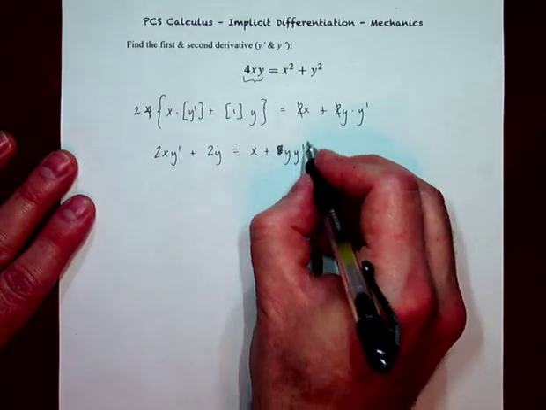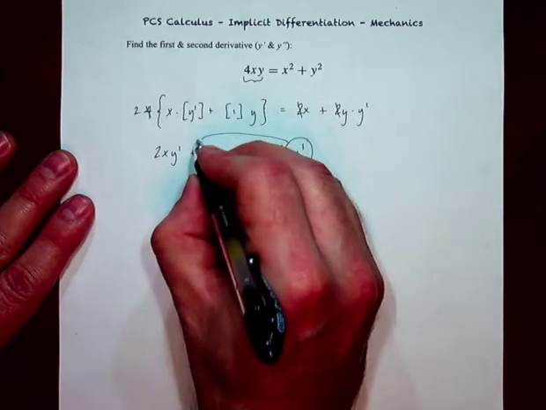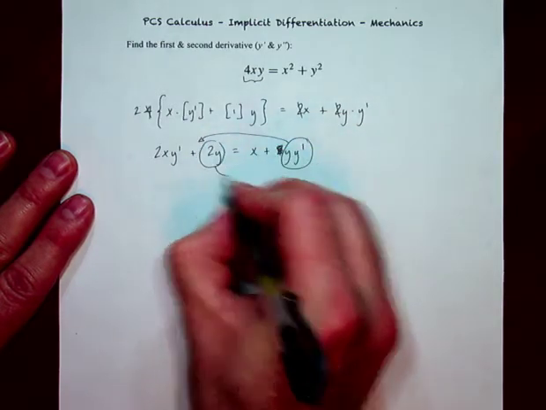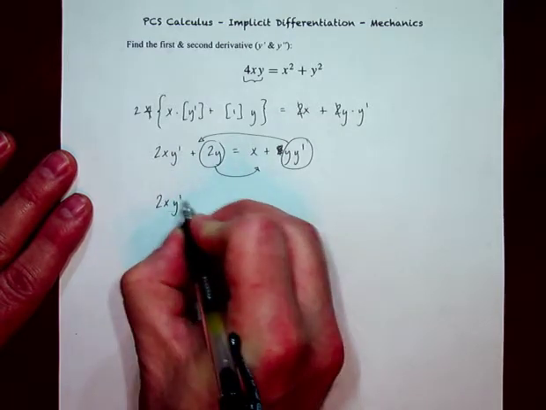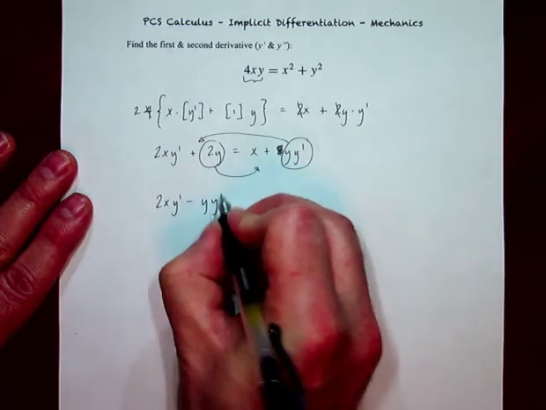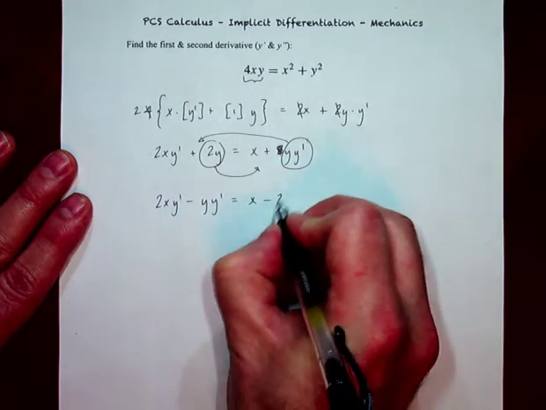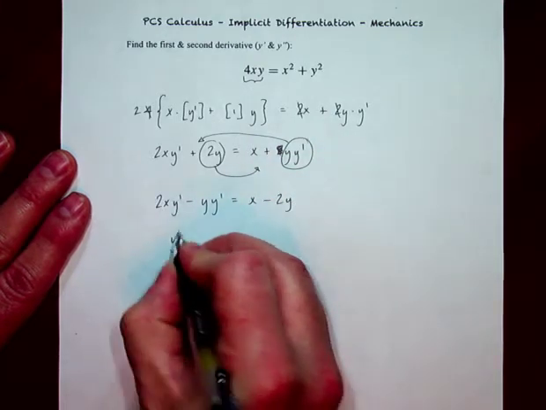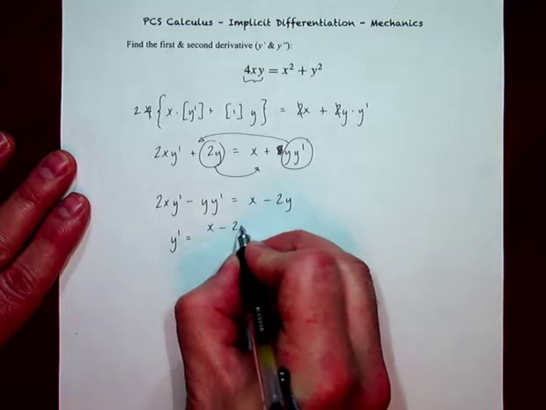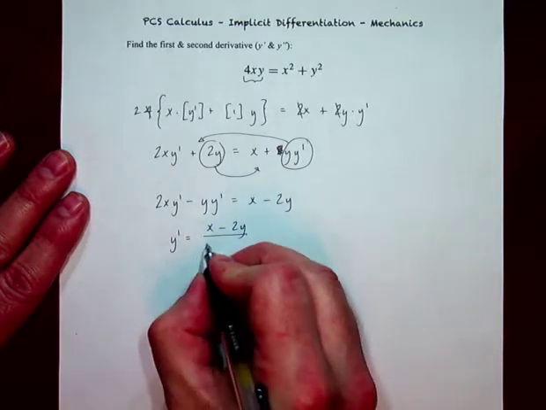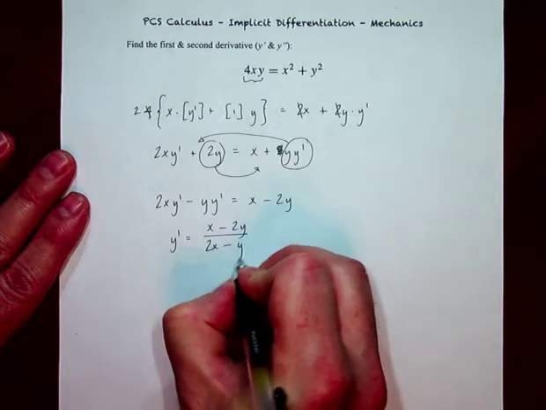So basically this guy I need to shoot over here. This guy I need to send over to the right-hand side. And so I get 2x y prime minus y prime is equal to x minus 2y. Again, factor out the y prime and divide, and I'm going to do that in one step: y prime = (x - 2y)/(2x - y).